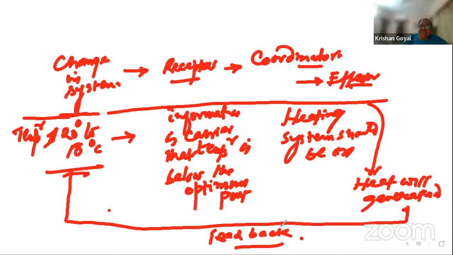Just like our AC, suppose the temperature goes up, our body starts telling us that there is something wrong, temperature is high. We switch on the AC, then cool atmosphere will be created, and again the temperature will be maintained. This is called the feedback.